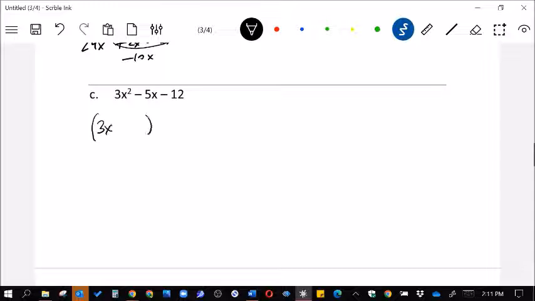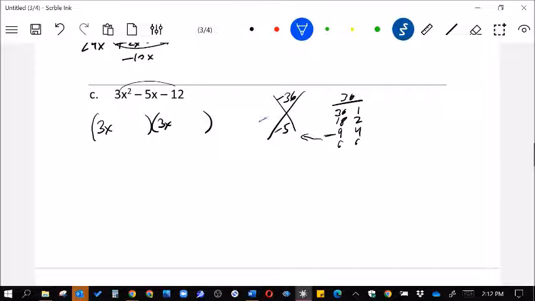I'm going to do the same method where I do 3 x's, and I'm going to do the diagonal, the diamond, and 3 times negative 12 is negative 36, and I'm going to add up to negative 5. So to get to 36, I have the 36 and 1, 18 and 2, 9 and 4, probably something with that, and of course I have 6 and 6. But with 9 and 4, if it's negative 9 plus 4, then I get the negative 5. So here I'll put the negative 9 and the 4, and then I'll bring them over here, negative 9, positive 4, and it doesn't matter which one because they both have 3 x's.